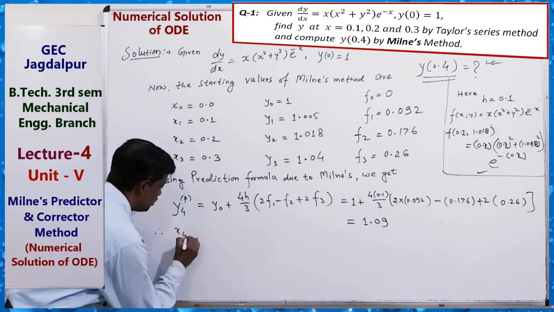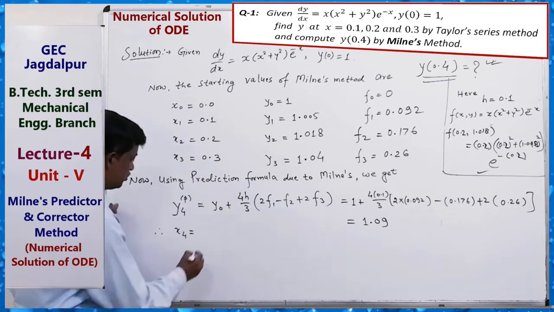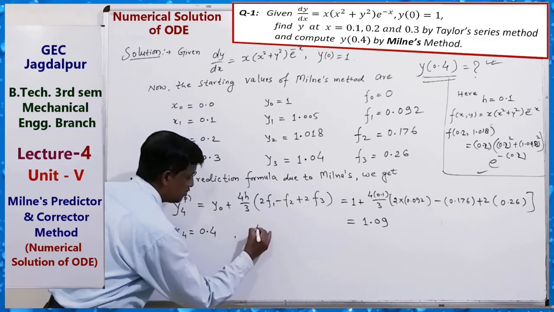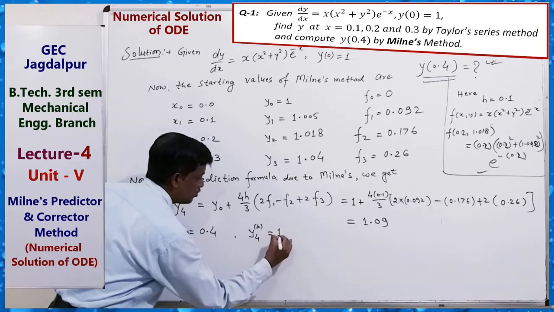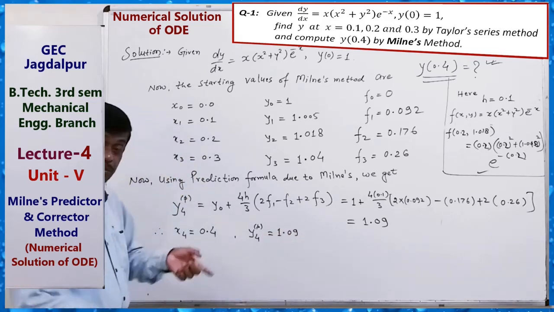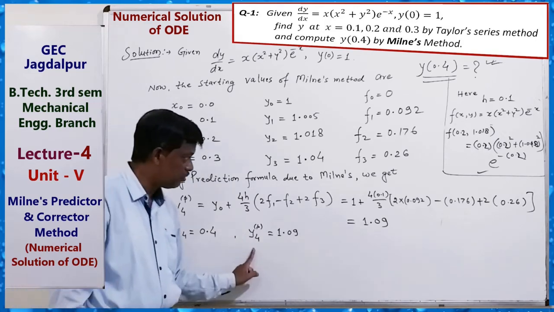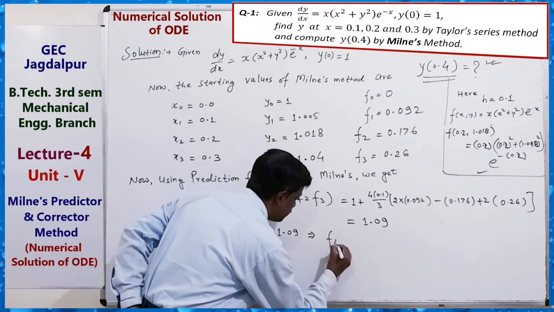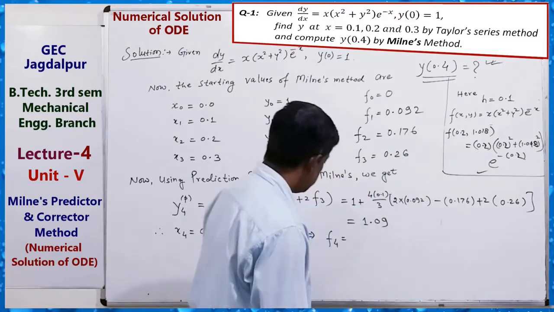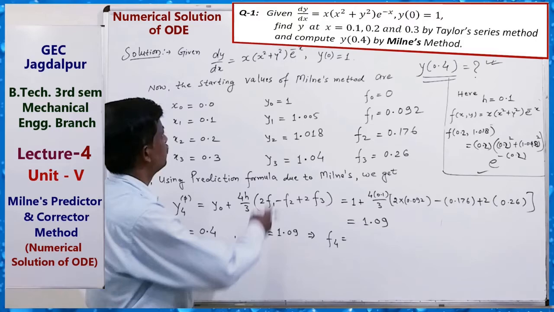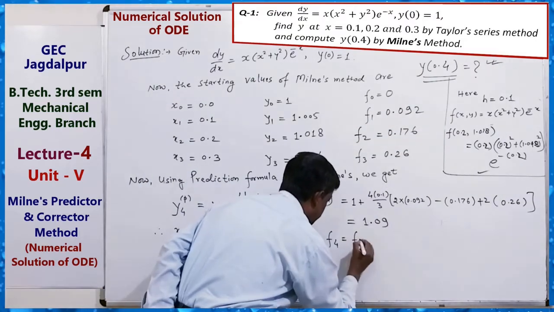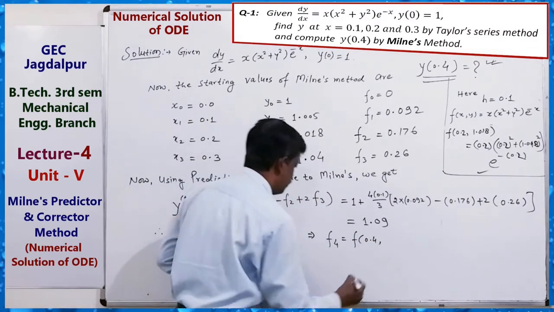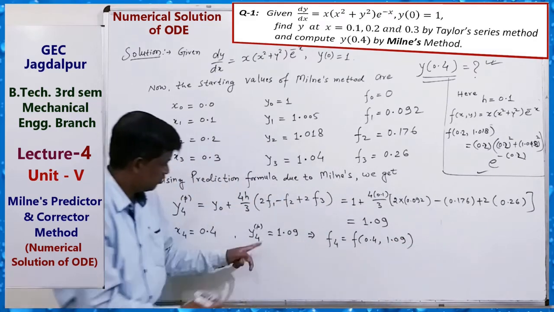Therefore, x4 equals 0.4, and the y4 prediction value is 1.09. So for this x4, y4, we have to find f. f4 equals f of 0.4, y4. Use this predicted value.